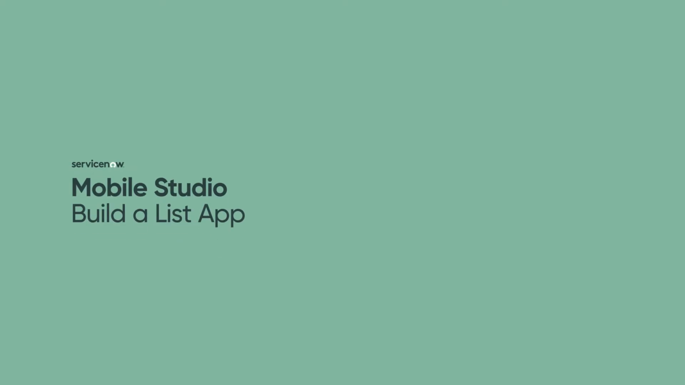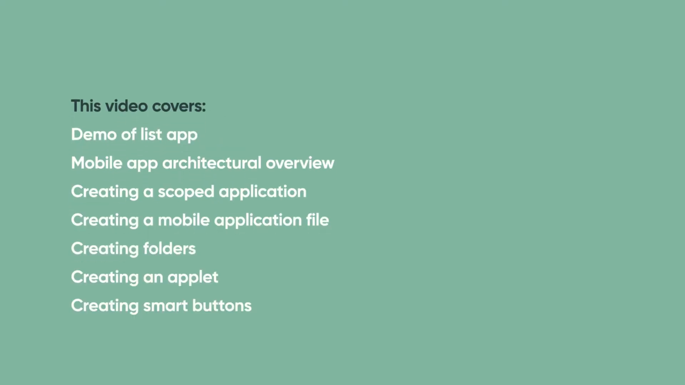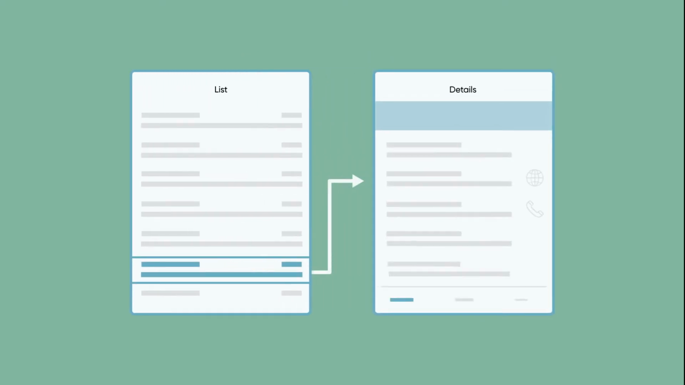This video demonstrates the steps for building a list app for the ServiceNow Agent mobile app. Link timecodes for these topics appear in the YouTube description for this video. You can easily build a mobile list app allowing users to retrieve a list of related records, view details for each record, access a related URL, and call an associated phone number.